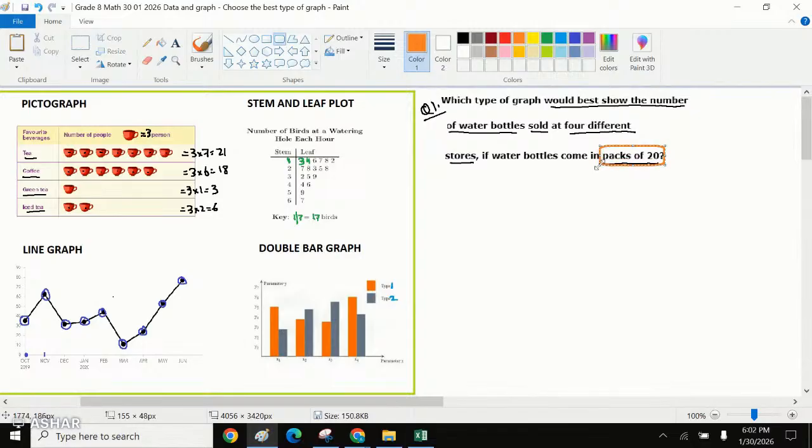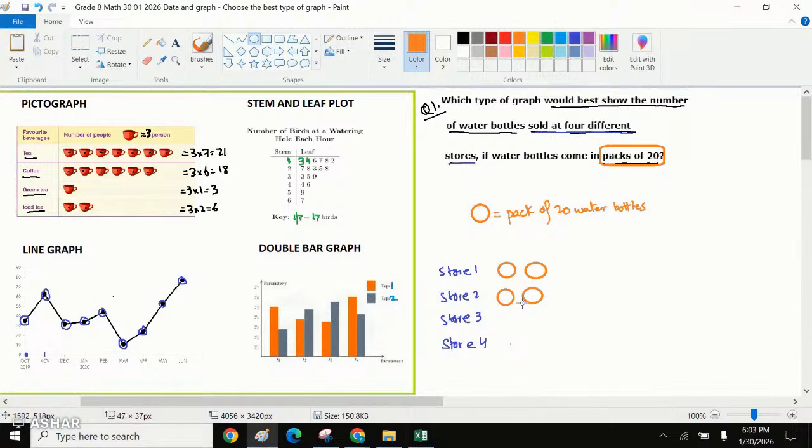So in which of the graphs do we see grouped information? In a pictograph, we can say they were packs of 20s. So we can say one circle shows a pack of 20 water bottles. How many stores were there? Sold at 4 different stores. So we can say store 1, store 2, store 3, store 4. Store 1 can have, let's suppose, 20 bottles. Store 2 can have 10 bottles. Store 3, okay, let's make some more over here.